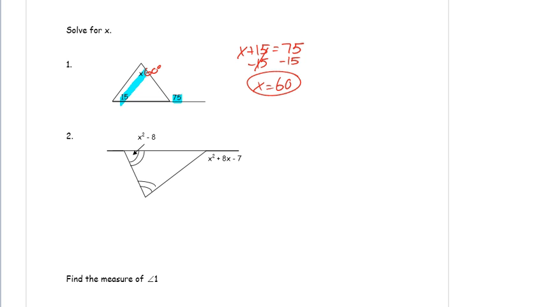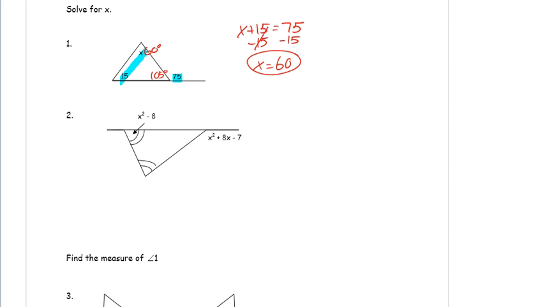And again, you can check it. 60 plus 15 is 75. Okay, this would also have to be 105. It has to add up to 180 inside, and then you can check your linear pair. That also adds up to 180.